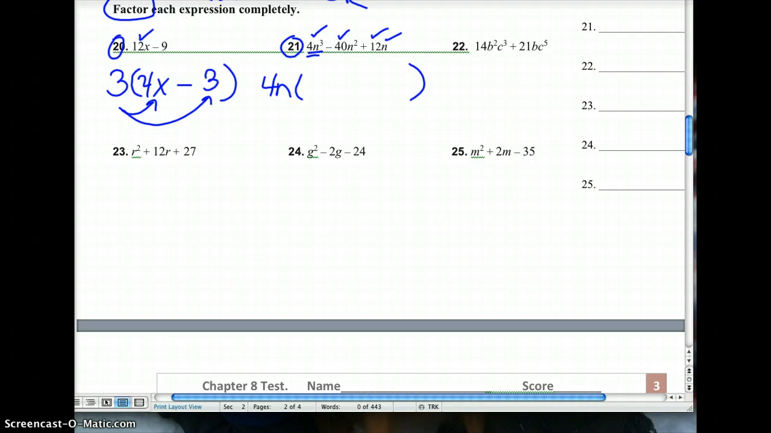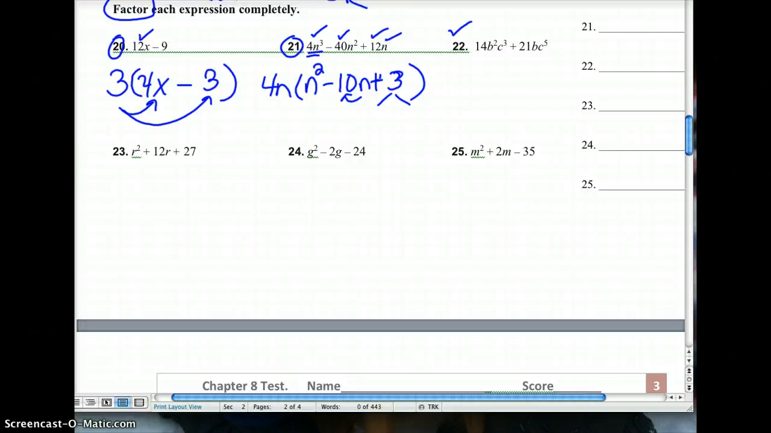Well, when I remove a 4 and an n from 4n cubed, I end up with n squared. When I divide it out of 40n squared, I end up with 10n. And when I divide it out of 12n, I end up with just a 3. And again, this could be checked by multiplying it back in. And then we generally ask ourselves, are we done with it? Is there anything more I could do? And since this is a trinomial, I really should take the time to look and see if there's any way, oops, sorry, my eraser. Is there any way that I can get a 3 and still add up to negative 10? And you can't. So that one would be done.